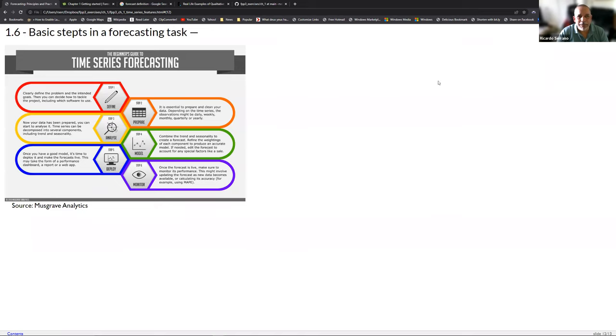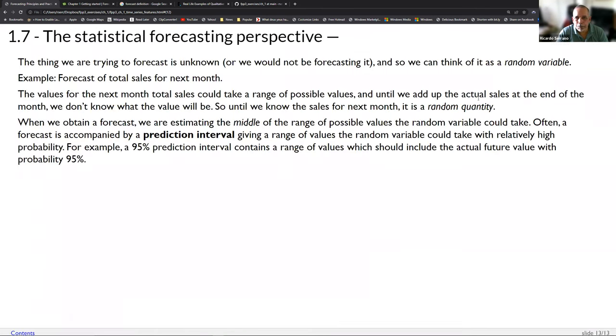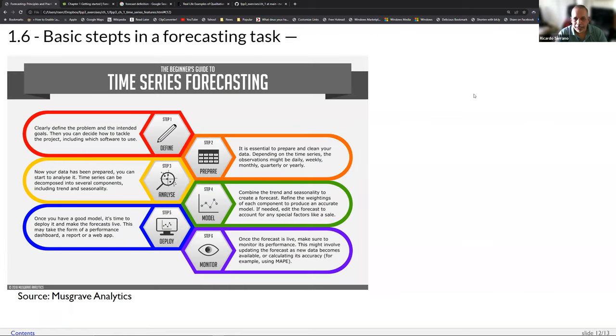Okay, so these are the basic steps in a forecasting task. Let me see if I can zoom it. Okay, can everyone see it clearly? The guide, okay. So the book gives you five steps for the forecasting process. I found this, which gives you an additional step, which is basically the monitoring of your forecast.